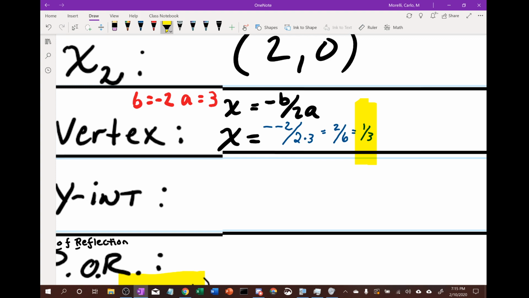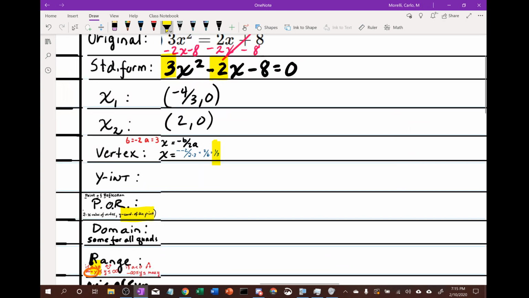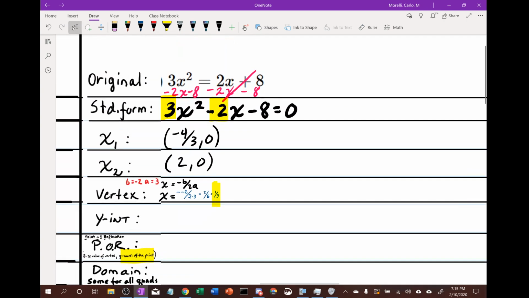Now, finding the y coordinate of the vertex is going to take a lot of math. So let me ask you a question. Do you want to do it or do you want to not do it? I want to do it. Okay. So keep 1/3 in your head, okay? We're going to need that.